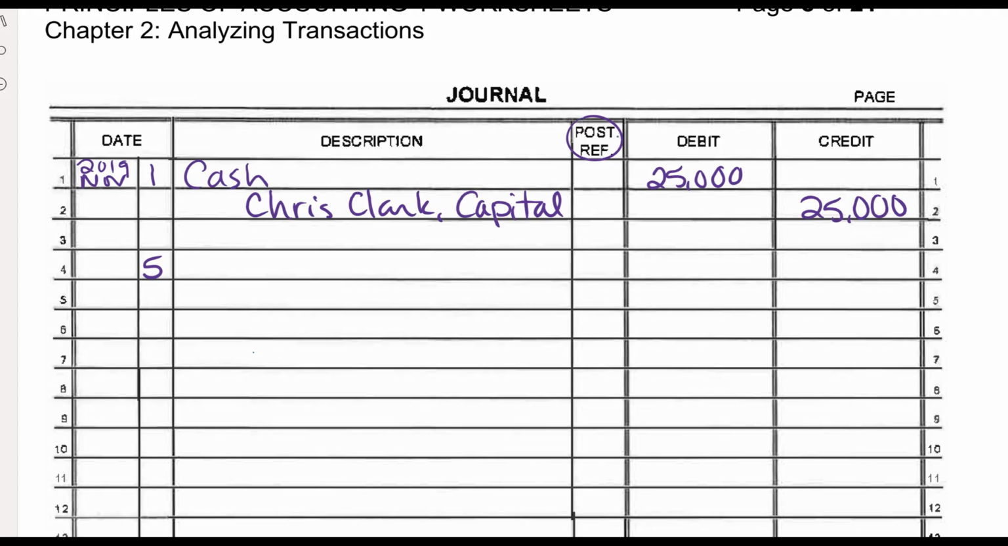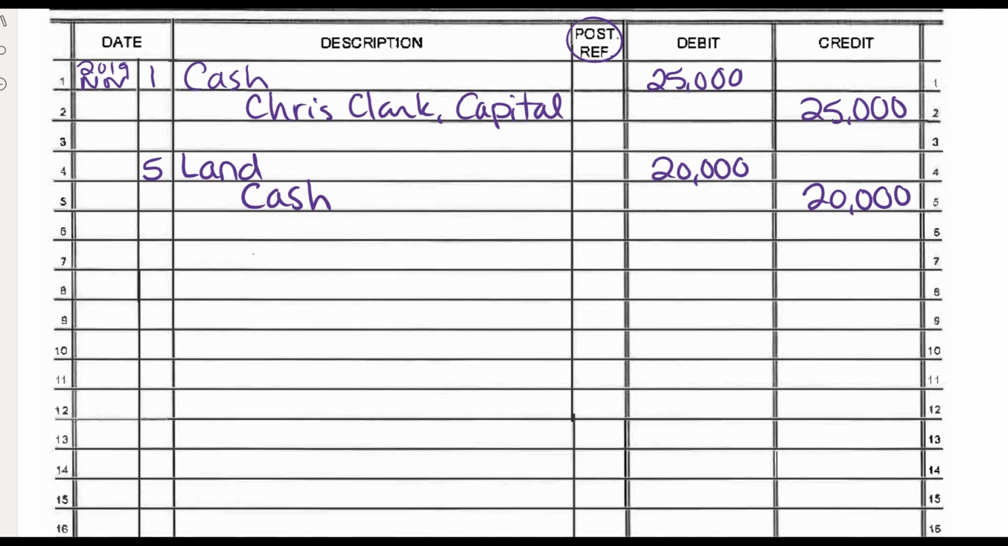We don't have to write the month for every entry, and you only write the date by the first line of each entry. So in this entry, we are debiting land because we purchased land, and we're crediting cash because the land was purchased using cash. Okay, on the 10th, we have supplies purchased with an agreement to pay later. So we're debiting supplies, crediting accounts payable for $13.50.